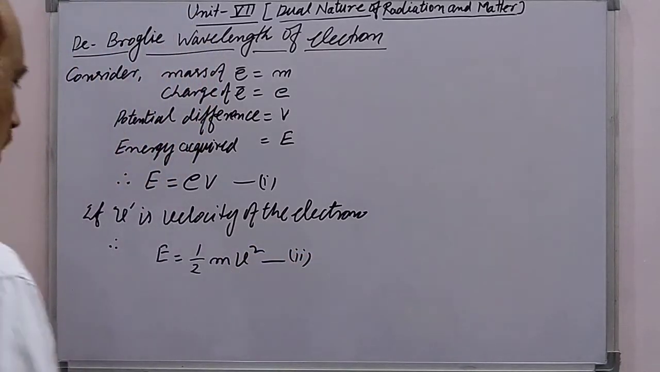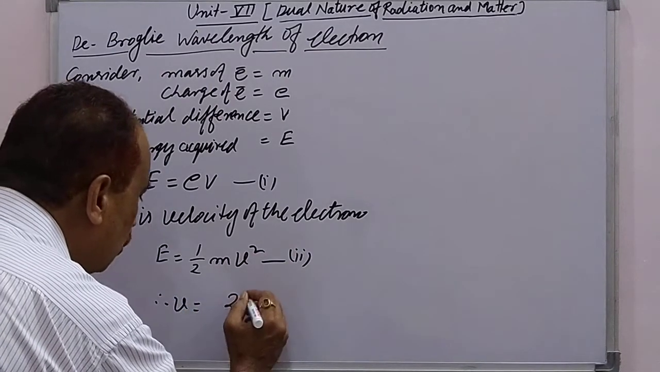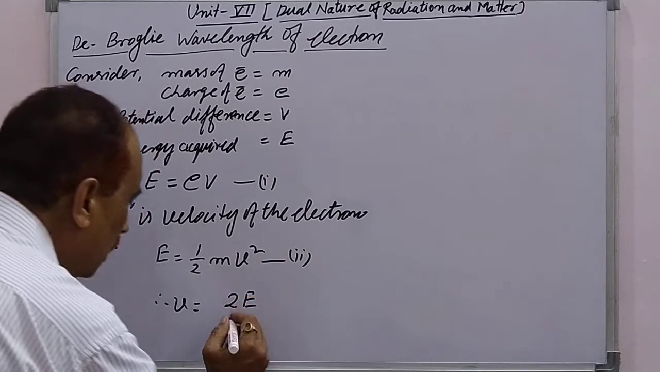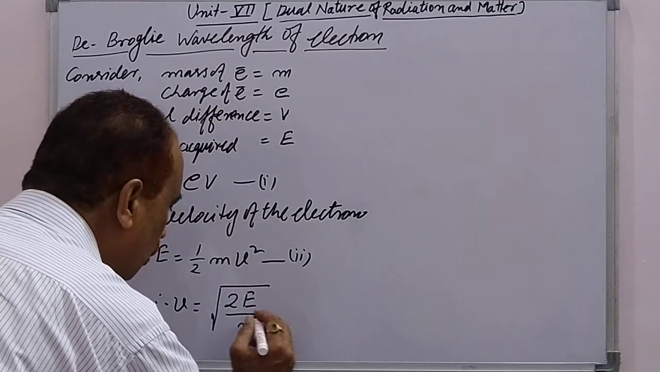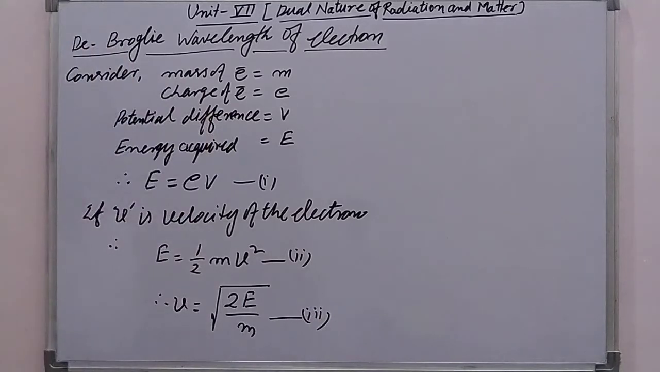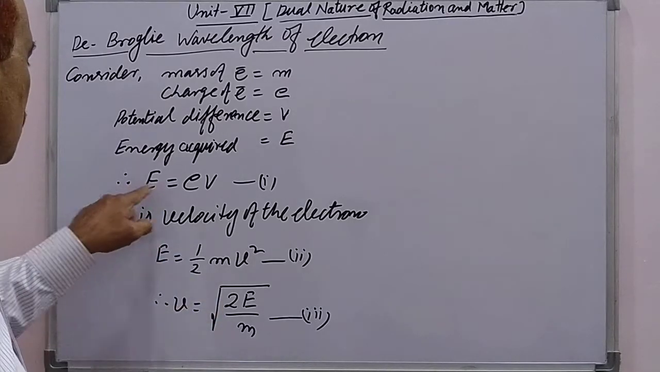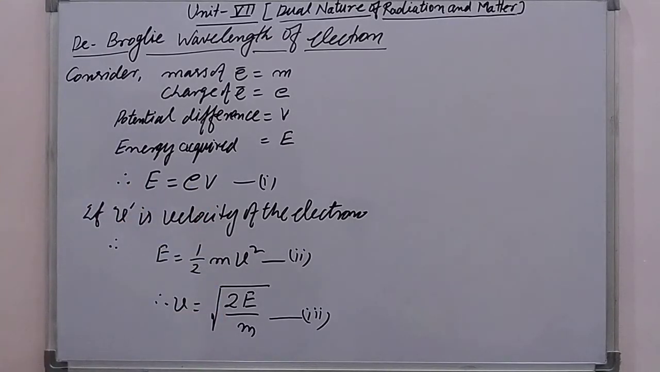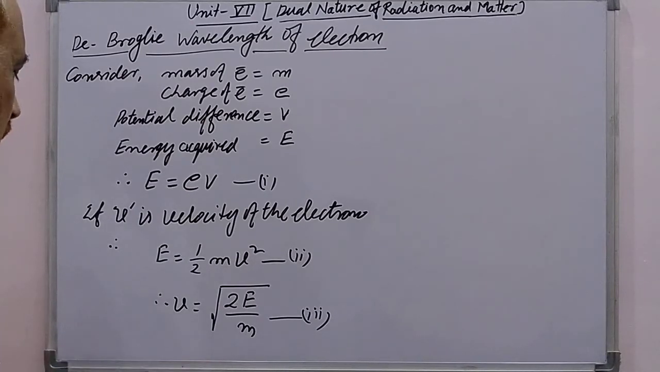And from this equation we can find out the value of v. v² equals 2E upon m, so v equals the square root of 2E upon m. That is equation number 3. So from this equation of the kinetic energy, v equals root of 2E upon m, and E is equal to eV. Now we put the value of v.